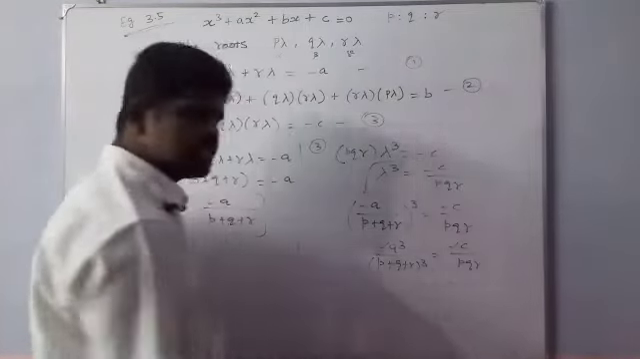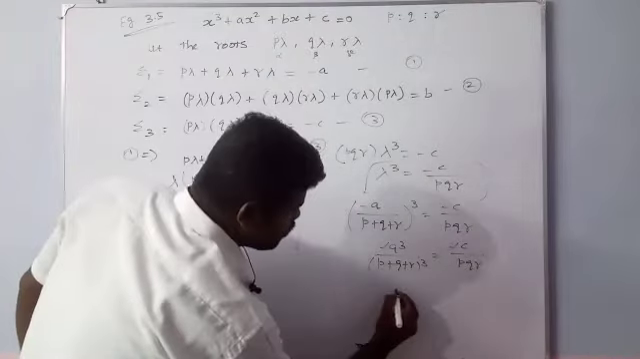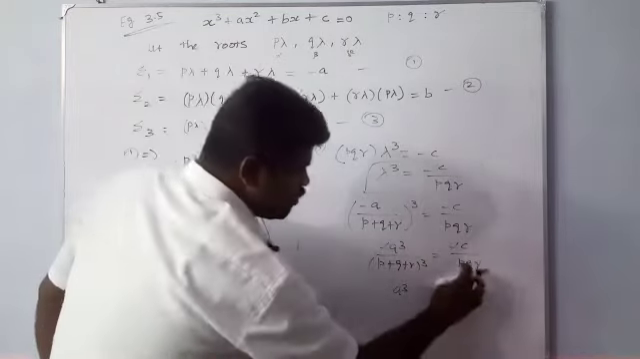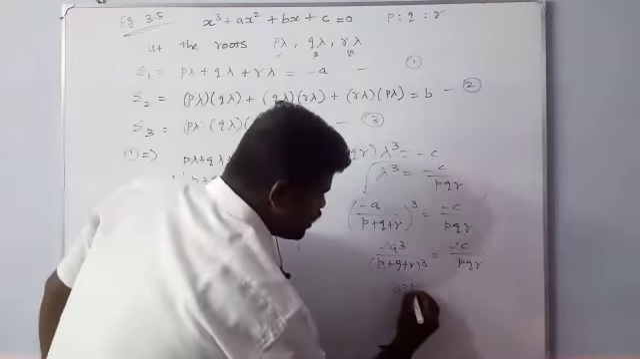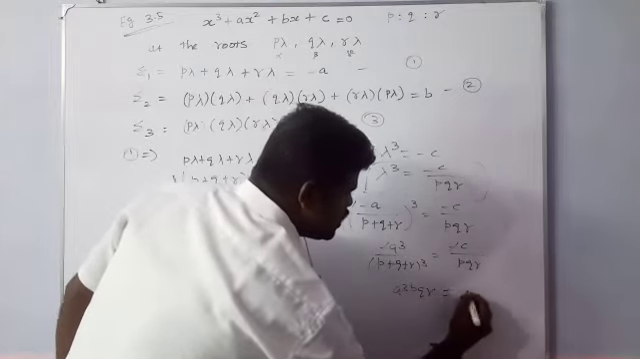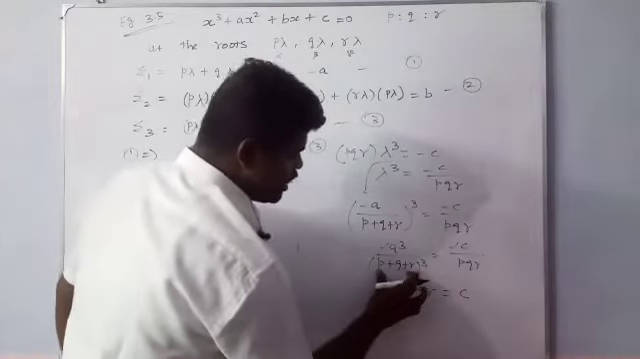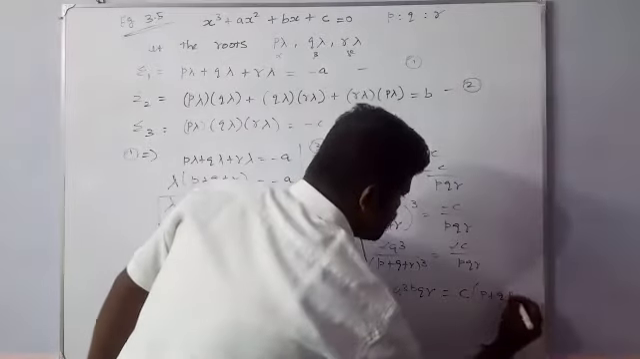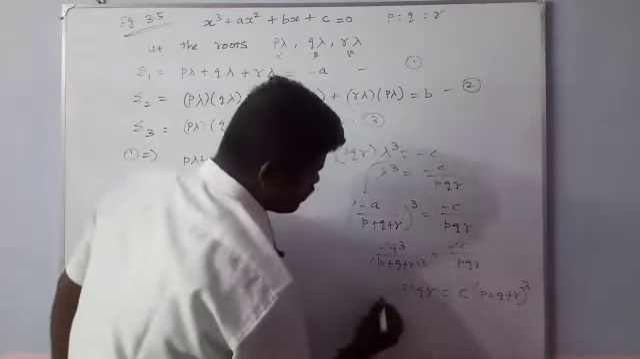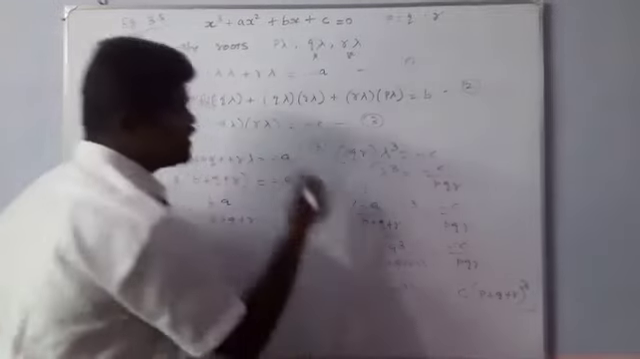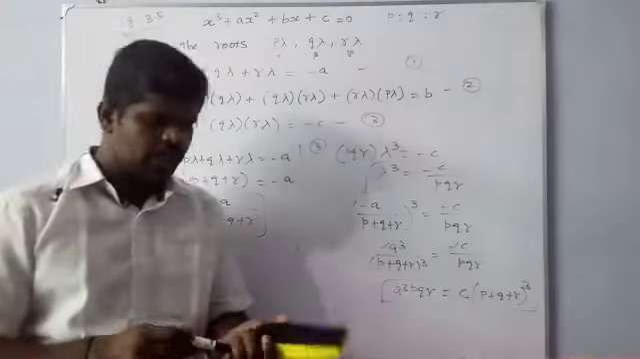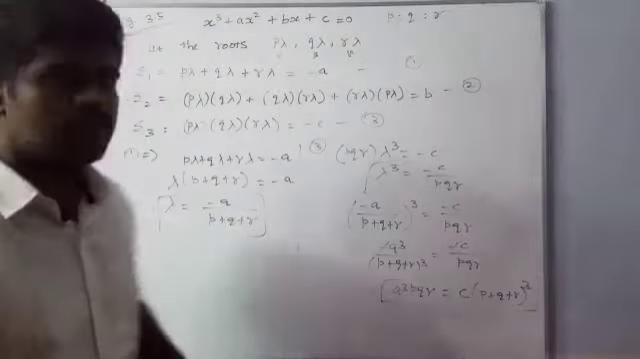Cancel these two minus. Now a cube is here. Cross multiply p q r to a cube. So a cube into p q r is equal to c into p plus q plus r the whole cube, which is the required condition for this sum. Okay, right. Now we discuss another sum.